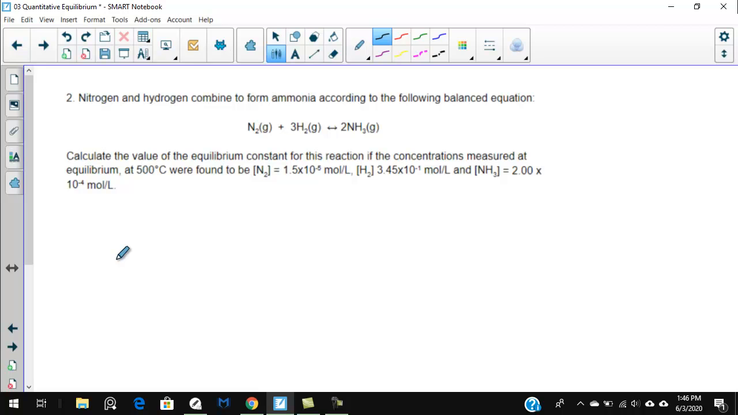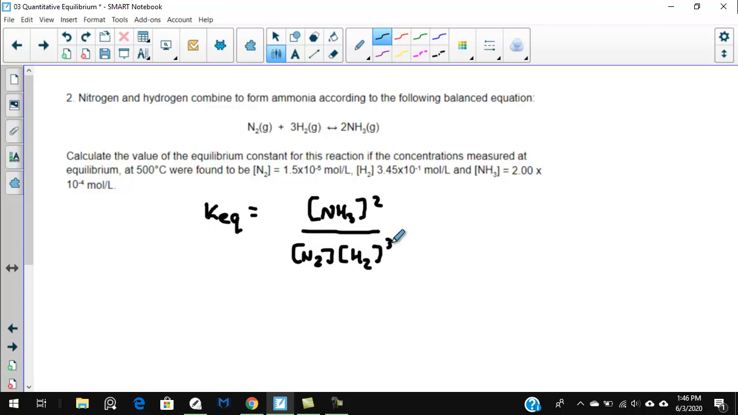Okay, so the solution for this looks like this. First thing I would do is write down my K expression. So Keq equals, now it's products, so [NH3] squared over [N2], with a coefficient of 1, so it's just N2, and [H2] cubed. There's a 3 as a coefficient, so we put a 3 there. And they're all included because they're all gases, and so they all count in this expression if they're not solids or liquids.